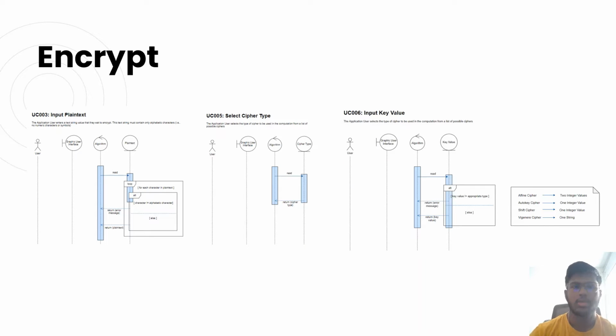These are the use case reference fields. When the sequence reaches the input plain text reference field, the sequence on the left-hand side is activated. When the sequence reaches the select cipher type reference field, the sequence in the middle is activated. The same principle applies to the input key value reference field.